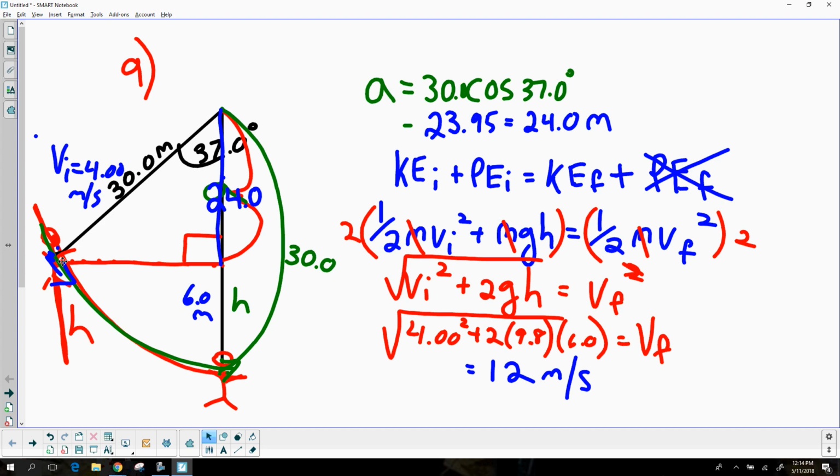Okay, for sure. The only time I can't cancel, like in the last problem, is if they all don't have M's. So if 2 of them have M's and 1 of them doesn't, then I can't cancel, but all 3 portions have M's.